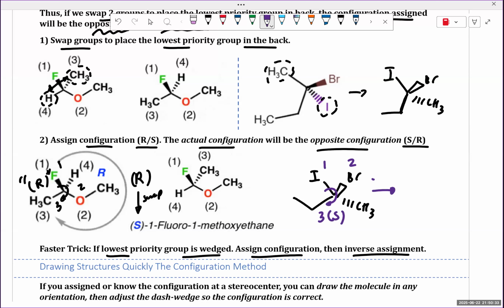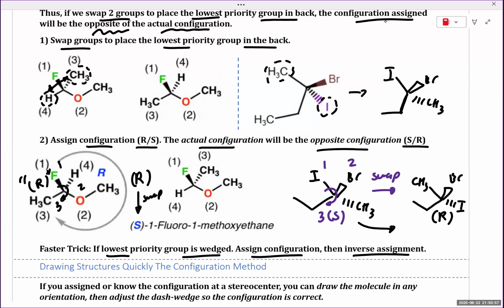You can't forget this part. You have to swap your configuration assignment back to account for the fact that you swapped your groups. So even though our initial pseudo assignment was S, we have to swap our assignment from S to R. I find personally, if you're already swapping groups, you might as well just use the swap method and not have to deal with making an assignment and then swapping your assignment. But that's just my opinion.